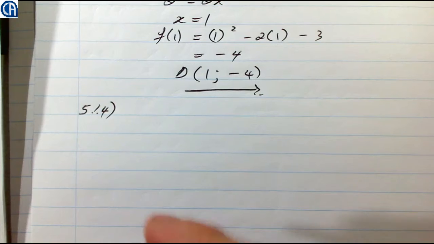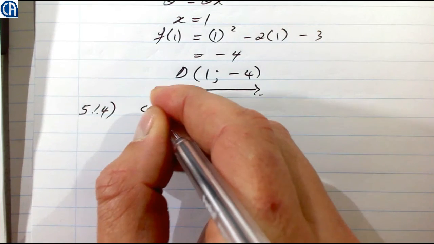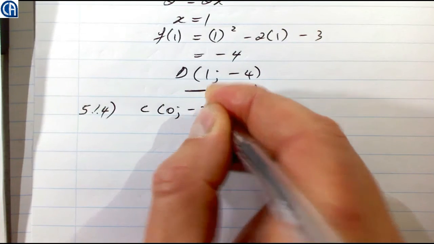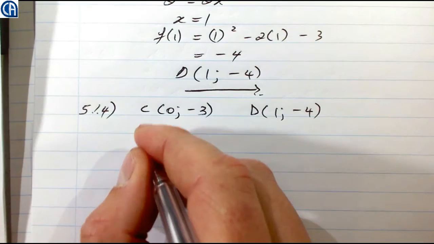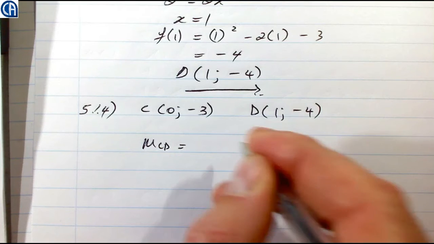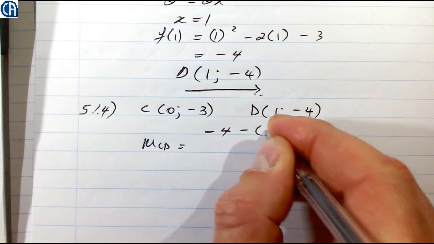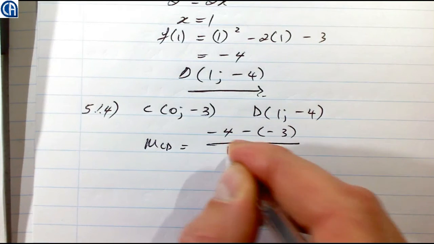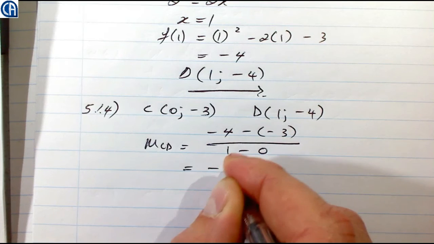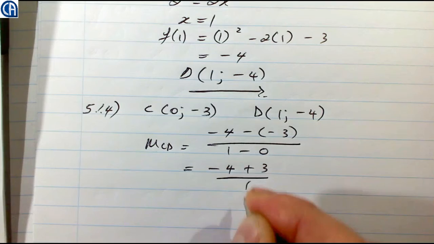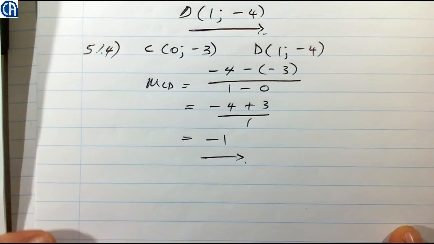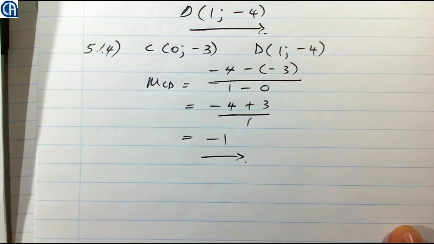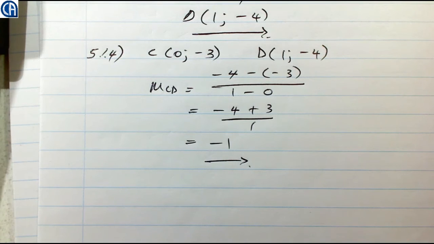Okay, so the average gradient. C was (0, -3) and D is (1, -4). So the gradient between C and D is (-4 - -3) over (1 - 0), which will be -4 + 3 over 1. The answer is negative 1. So the average gradient is the gradient between 2 points.